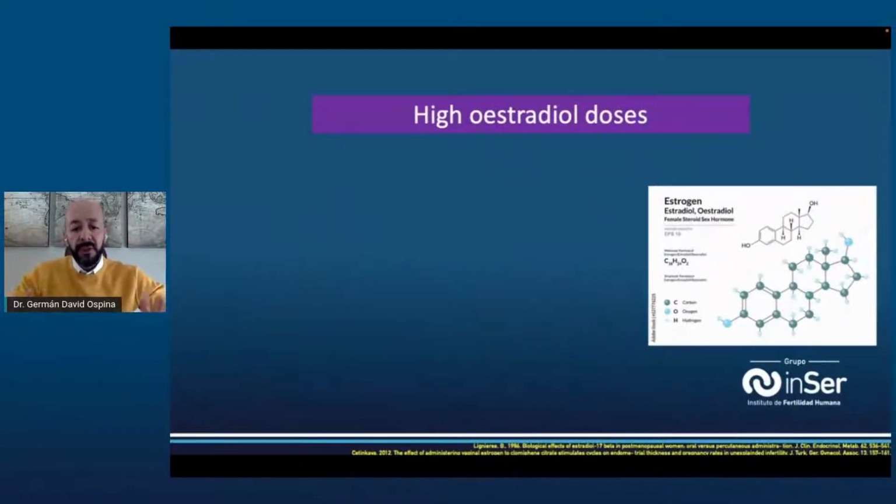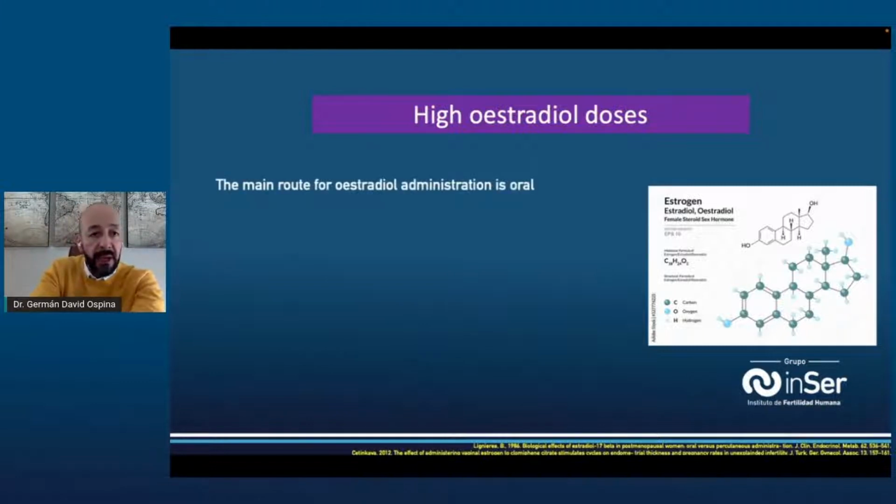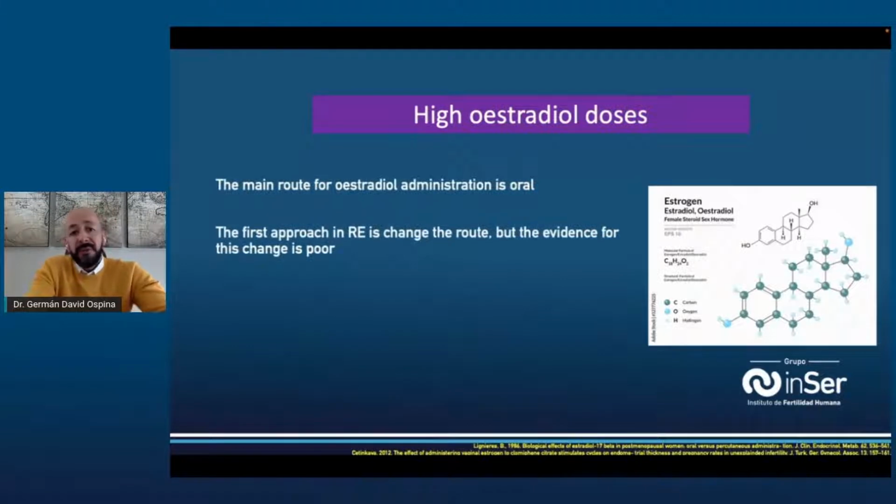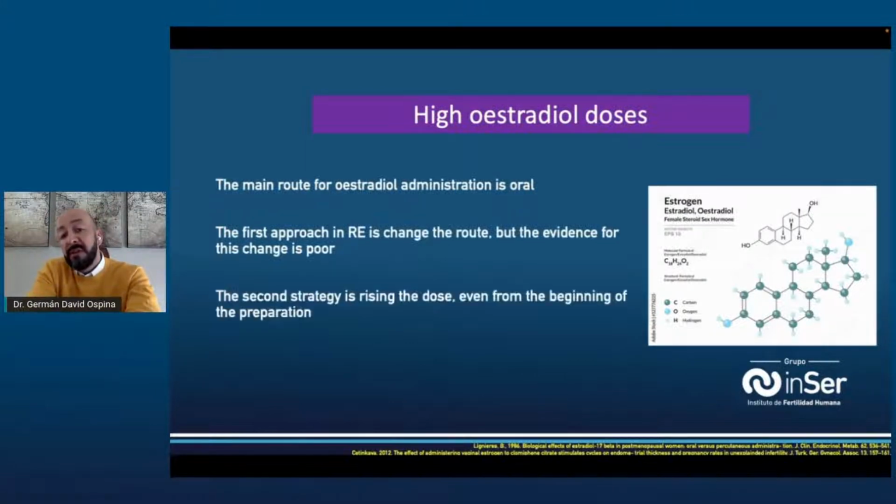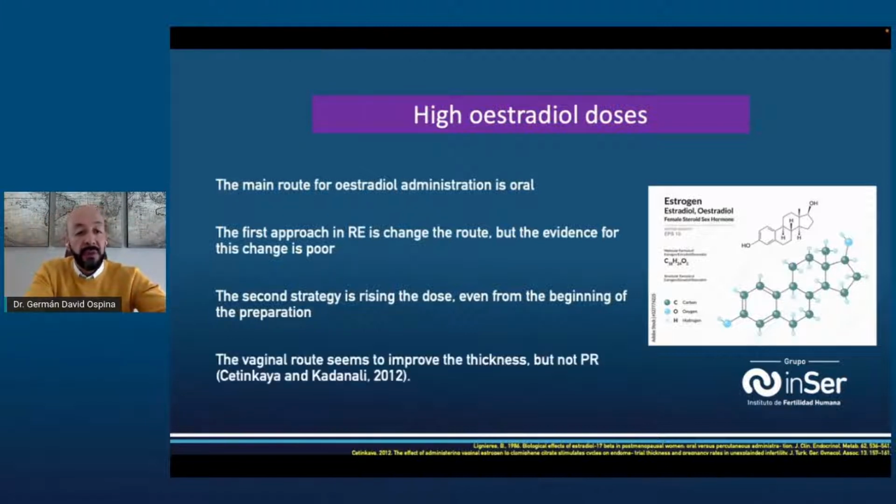If you consider that we are using estradiol for stimulating the growth of the endometrium and the endometrium doesn't respond, the first idea is, okay, I will raise the dose of estradiol. The main route of estradiol, you know that, is oral. And the first approach is, either I change the route or I raise the dose. But the evidence for this change is very poor, both in terms of raising the dose and changing the route of administration.